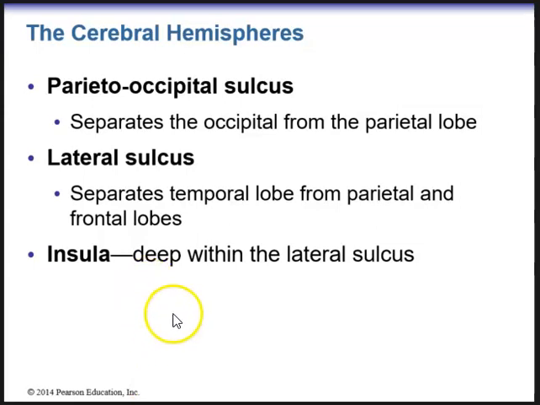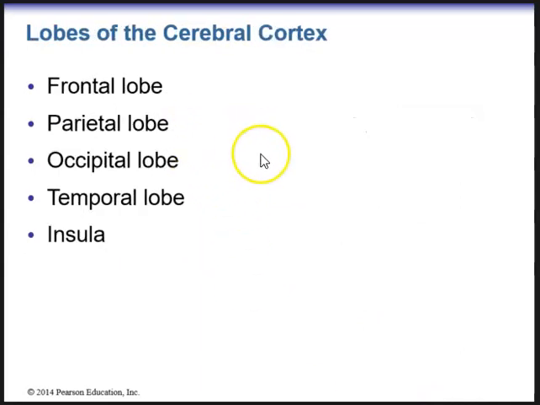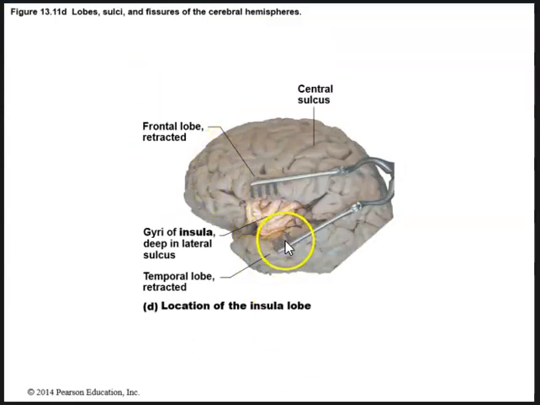And then we have the insula. If you reflect back the temporal as well as the frontal and parietal lobes, we get to the structure called the insula. Now, the insula is considered lobe number 5 of the cerebral hemisphere. The other 4 lobes include the frontal lobe, the parietal lobe, occipital lobe, temporal lobe, and lobe number 5, which is the insula. Again, these lobes are named for the bones in the skull that lie on top of them. If we retract the frontal lobe and part of the temporal lobe, we can get to the insula. And here you can see the gyri of the insula deep in the lateral sulcus. And here we see that central sulcus of Rolando separating the frontal lobe from the parietal lobe.